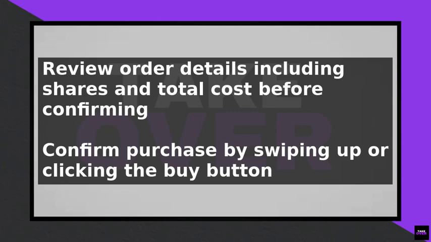In conclusion, buying stocks on Robinhood is a straightforward process that can be completed in a few minutes. By following these steps and being mindful of the risks and best practices, you can start investing in the stock market and achieving your financial goals.